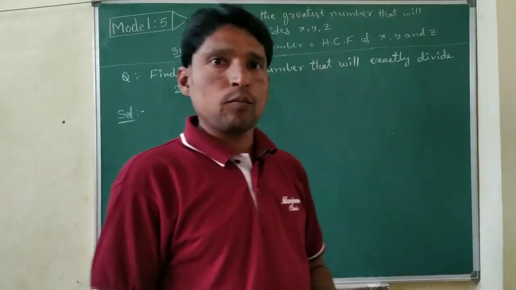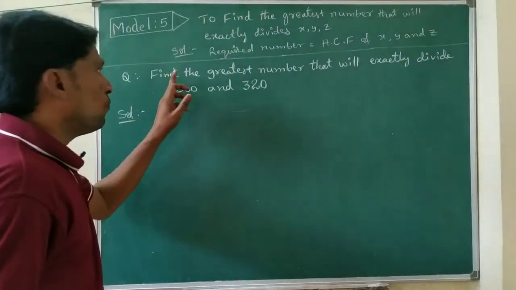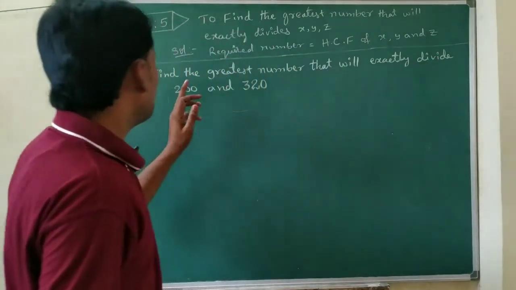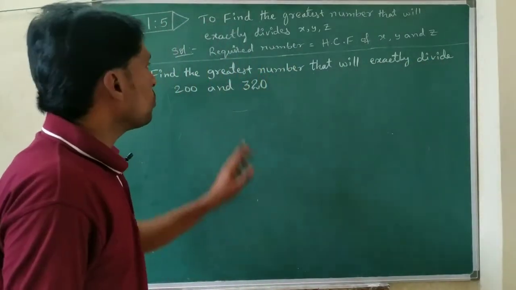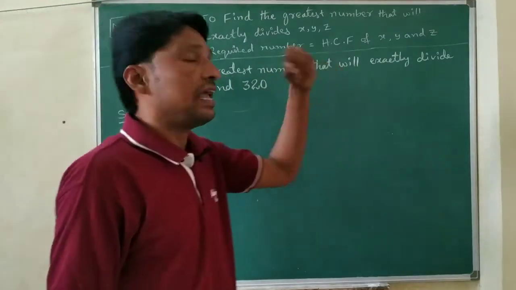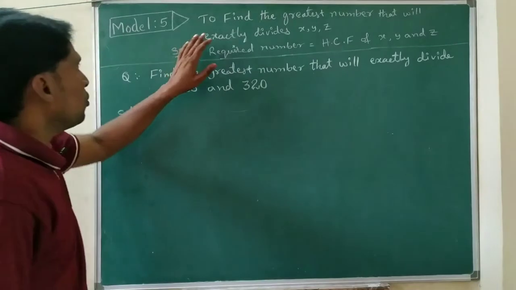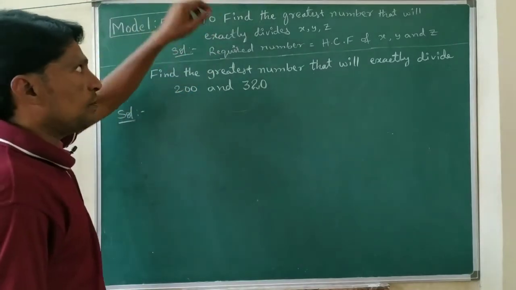Let us see model number 5. Find the greatest number that will exactly divide 200 and 320. So the greatest number that will exactly divide, so here this is the model number 5.